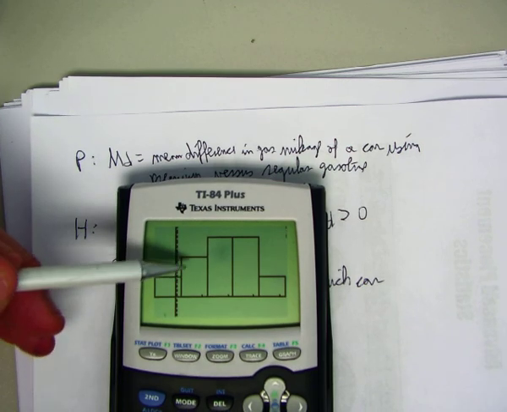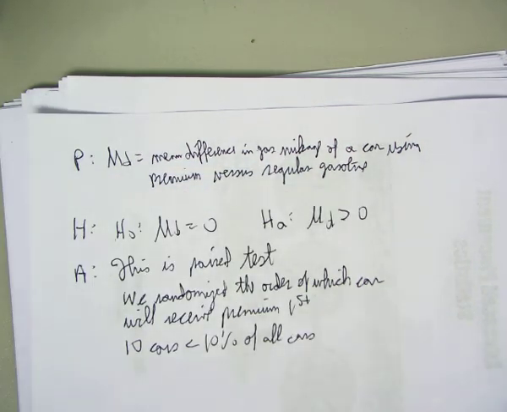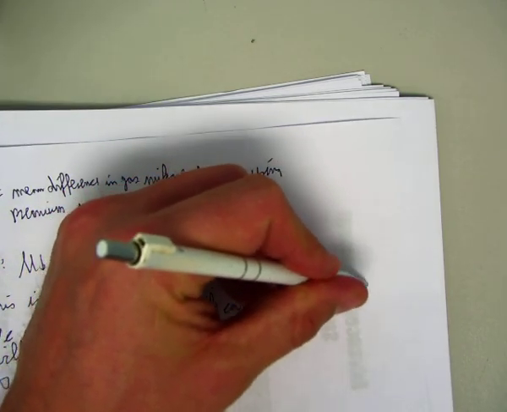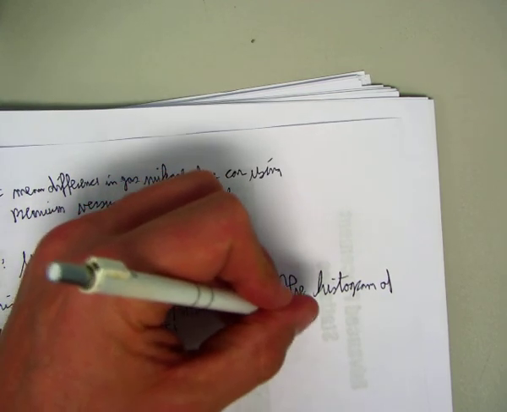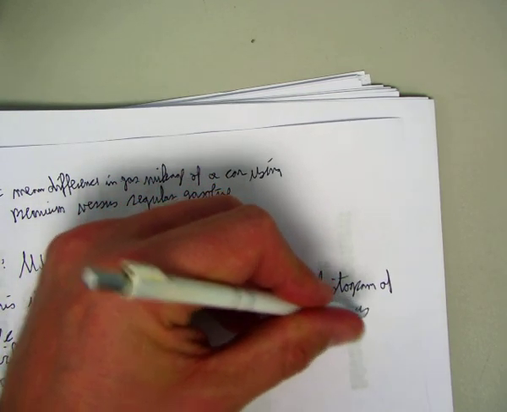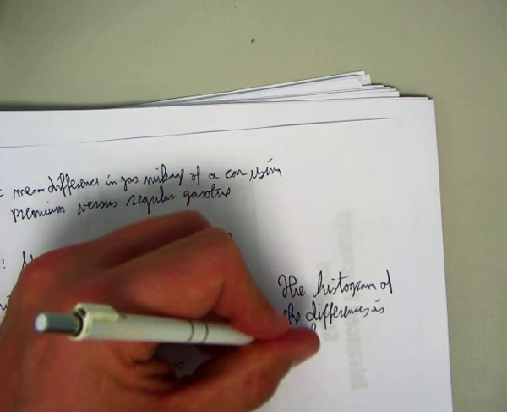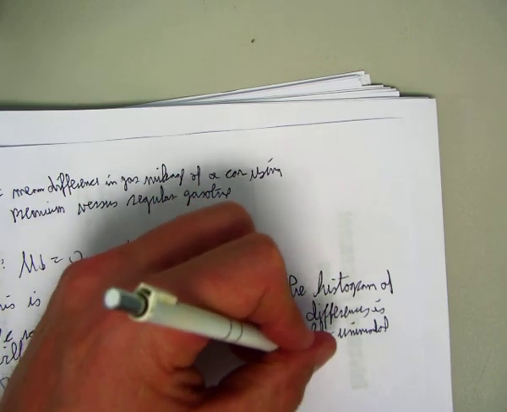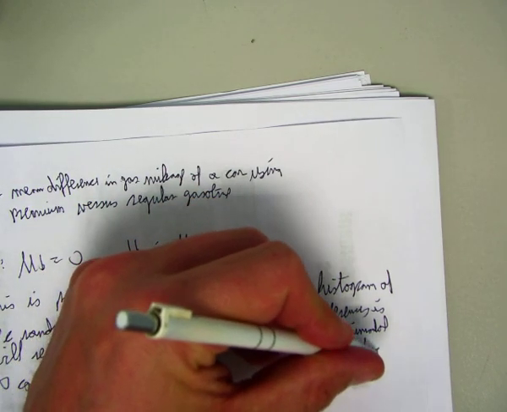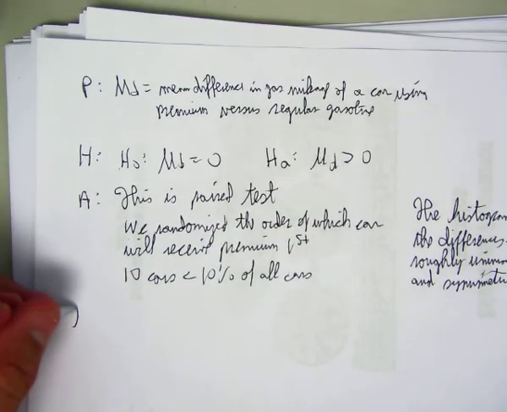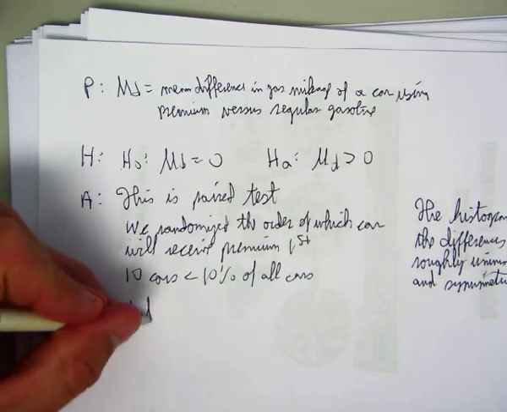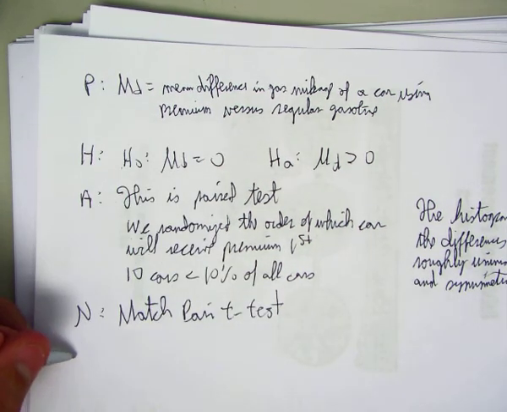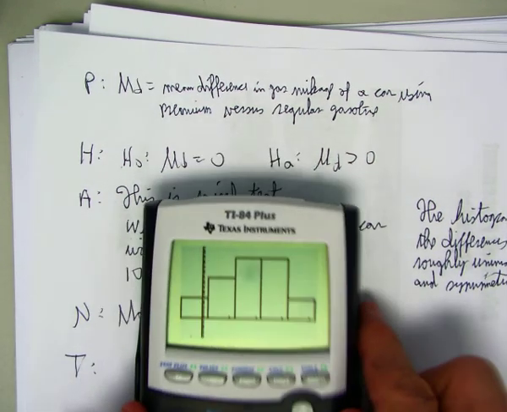So that gets copied on your paper. So the histogram is roughly unimodal and symmetric. So you can put that down. So the histogram of the differences is roughly unimodal and symmetric. Now on your paper you should have the histogram drawn, but I'm not drawing it because of time's sake. Okay, so name test, we got a matched paired t-test. Okay, test statistics. Okay, so let's go.